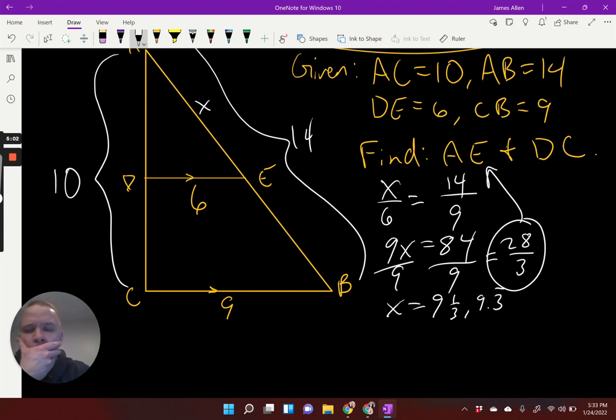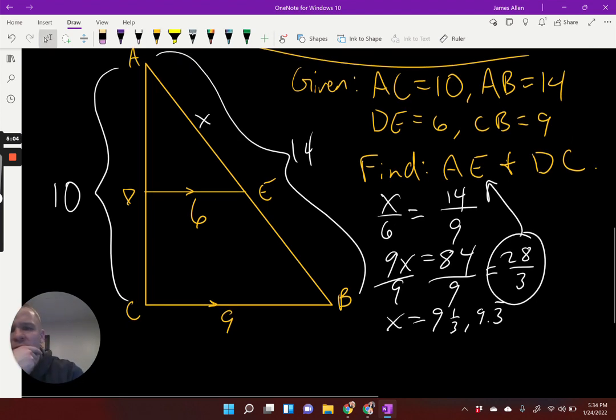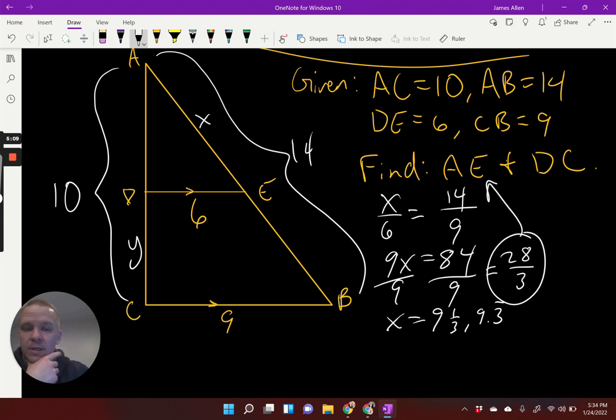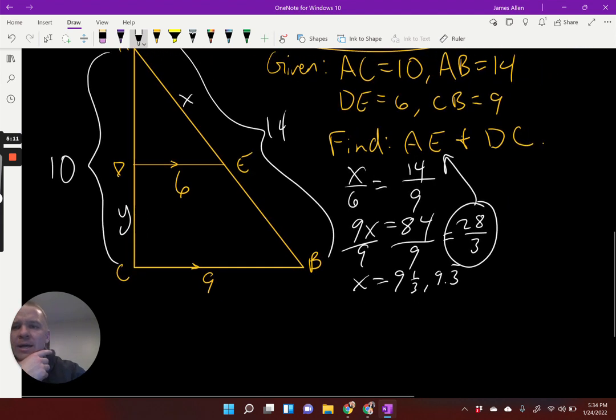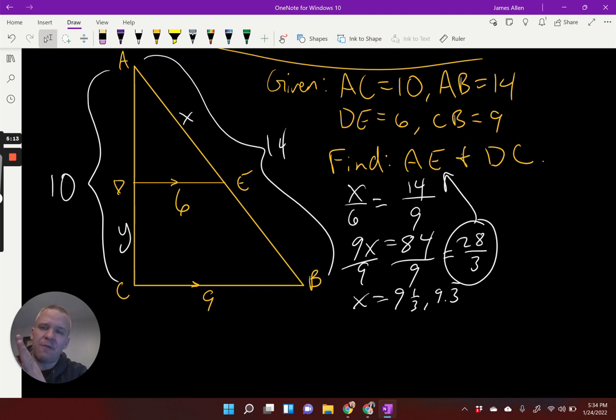DC, let's see. Well, this one's a little tricky. I'll call DC Y, though, because that's what I want ultimately, right? Okay. So I'm dealing with the other half of the triangle here, and I could probably still use my bases, except for I don't know what AD is, and that would be the side of the triangle that I would need if I'm working with that side.